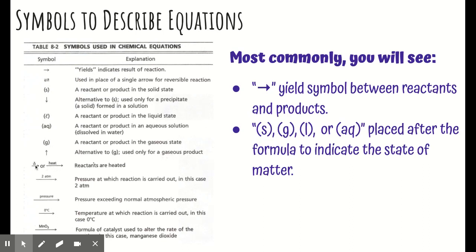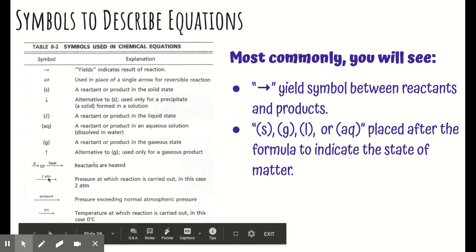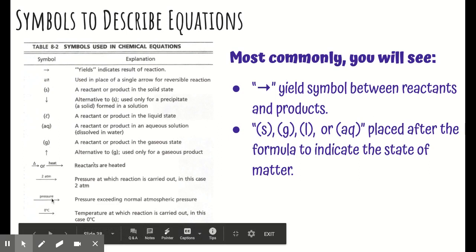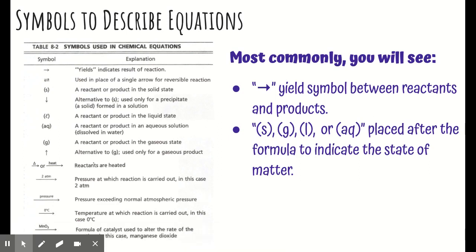If there's a little delta sign over the arrow, or it just says heat over the arrow, it means that you had to heat up the reactants in order to produce the products. If you're adding pressure, that's also going to be shown on the yield arrow, either how much pressure is being added or just the word pressure. If it has to be a specific temperature, you can add that in there. And then if there's a catalyst being added in, this is the very bottom one here, that could be written above the yield arrow as well.